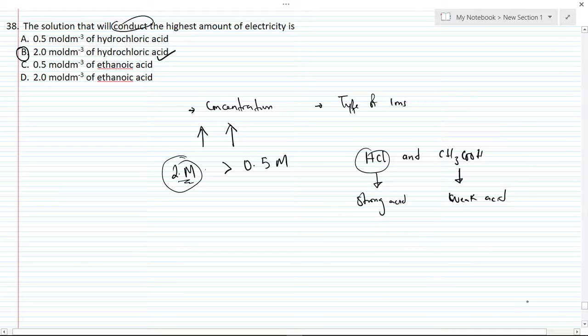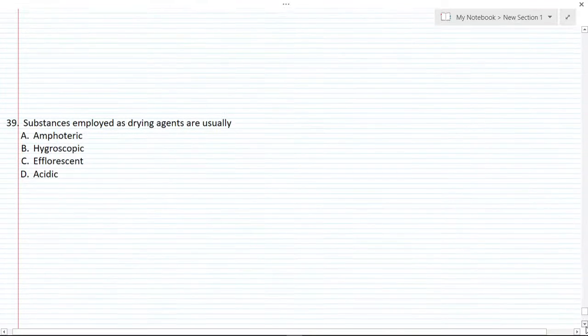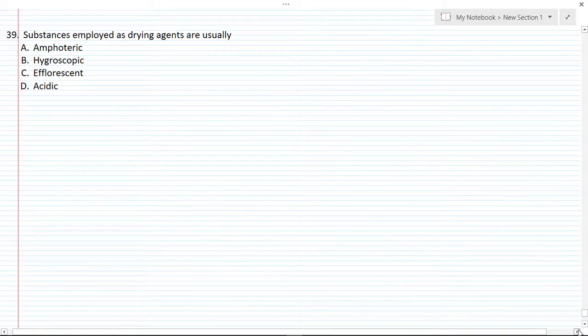Moving on, we have question 39, which says substances employed as drying agents are usually A, amphoteric, B, hygroscopic, C, efflorescent, and D, acidic. So let's look at the meaning of these terms individually.